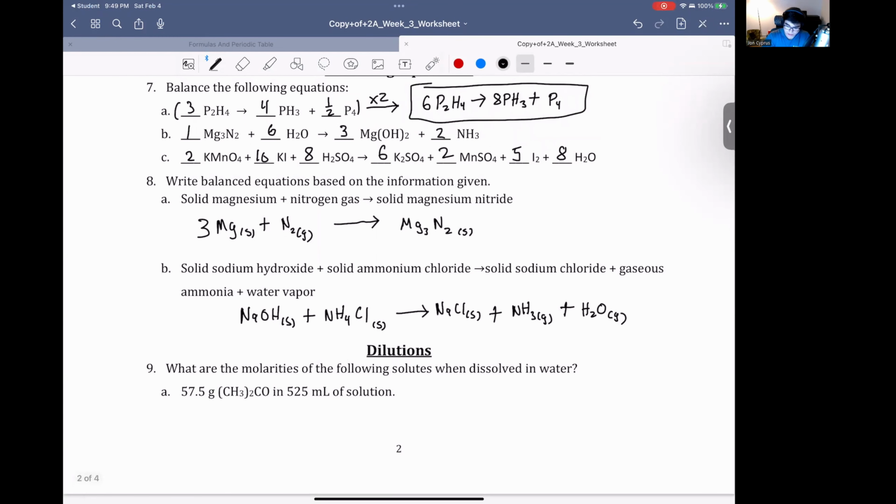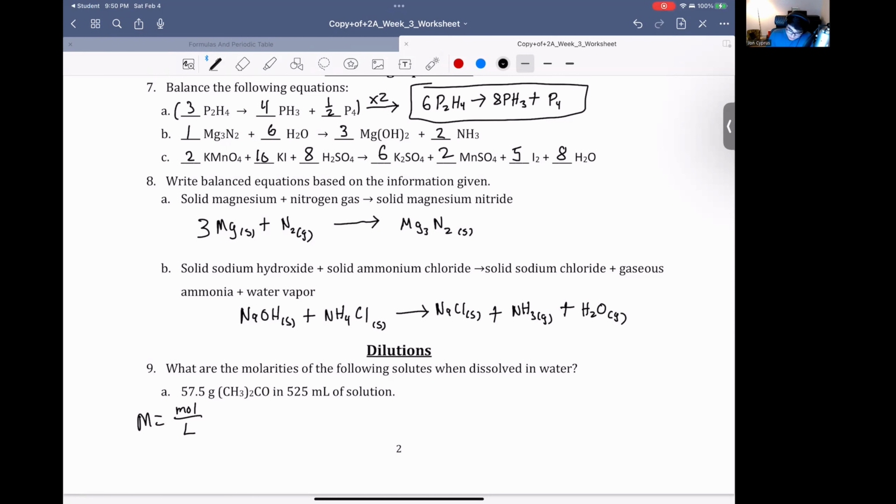Number 9, dilutions. What are the molarities of the following solids when dissolved in water? So you have 57.5 grams of CH3 and then 2 CO in a 525 milliliter solution. So the formula you're going to use is this. Molarity, or the concentration, is equal to moles over liters. So first we have to convert this into moles. You start with grams, need it in moles, and then we do have the liters, right? You can convert from milliliters to liters.